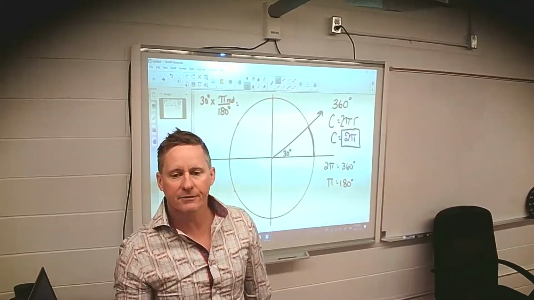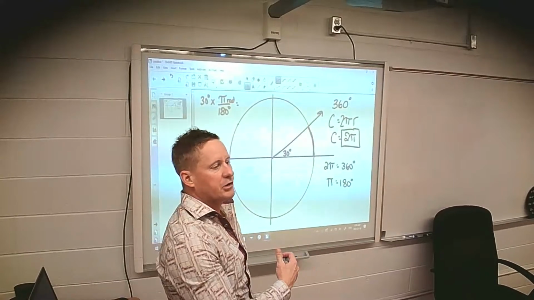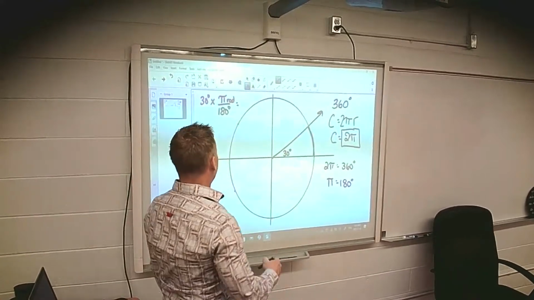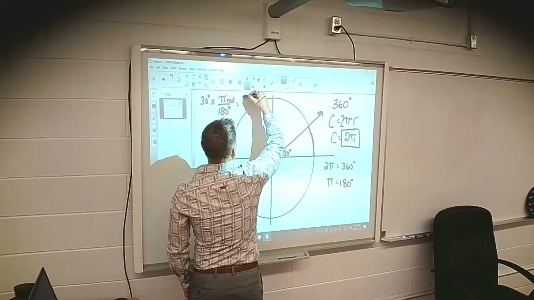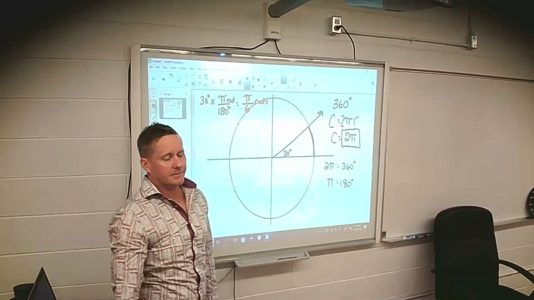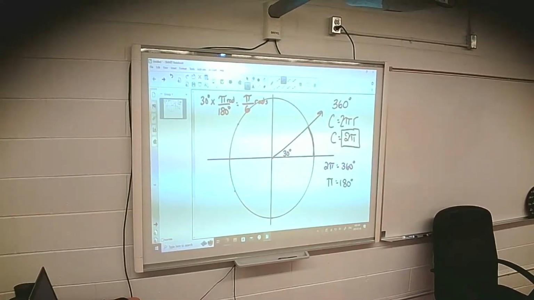But I want to reduce the fraction. What's 30 over 180 reduced? Pi over 6. Wicked. Great job. Good start. Pi over 6 radians. So 30 degrees is equivalent to pi over 6 radians.